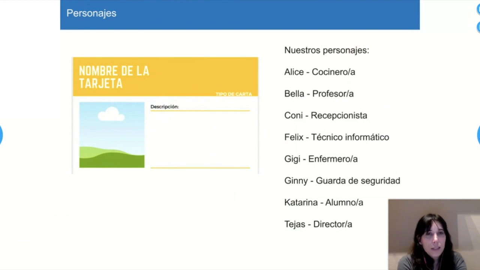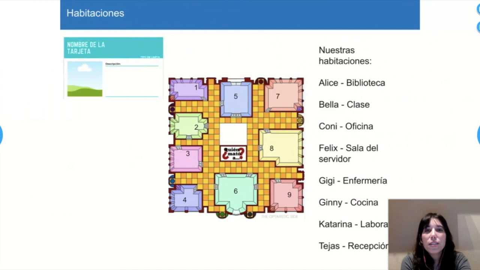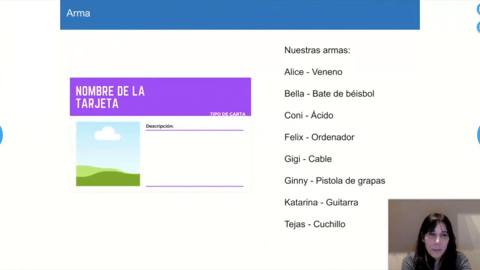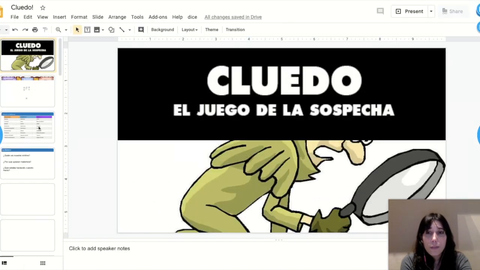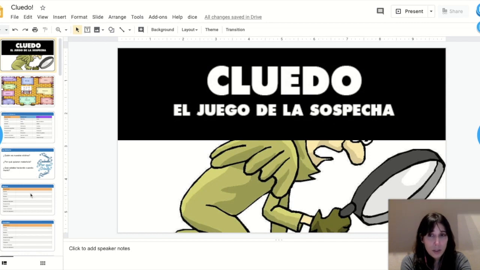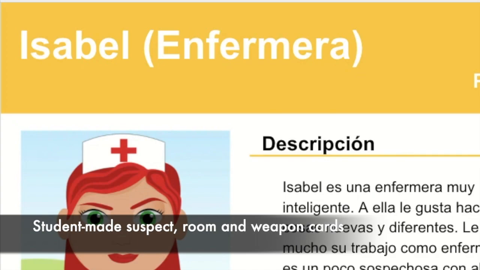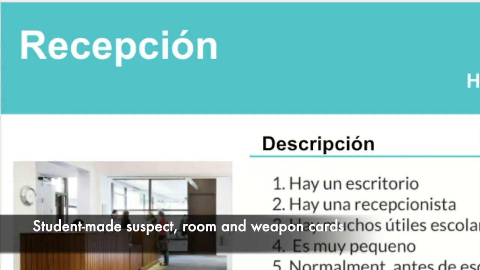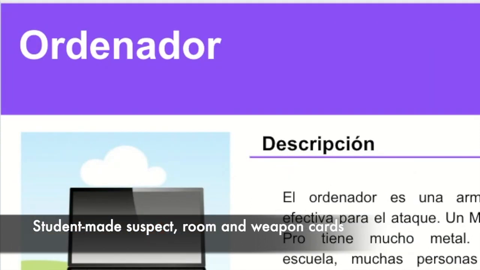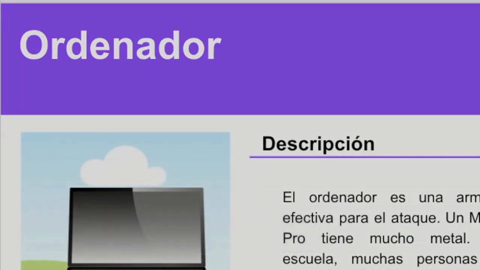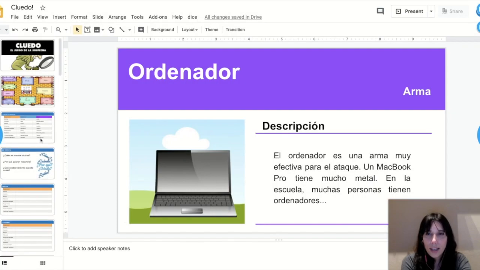And then what we did is we distributed the different characters, the different rooms, and of course the weapons. During the first semester, we worked on descriptions, so that was also a way for them to show that they still remember what we were doing during the first semester. And then we gave it a go.